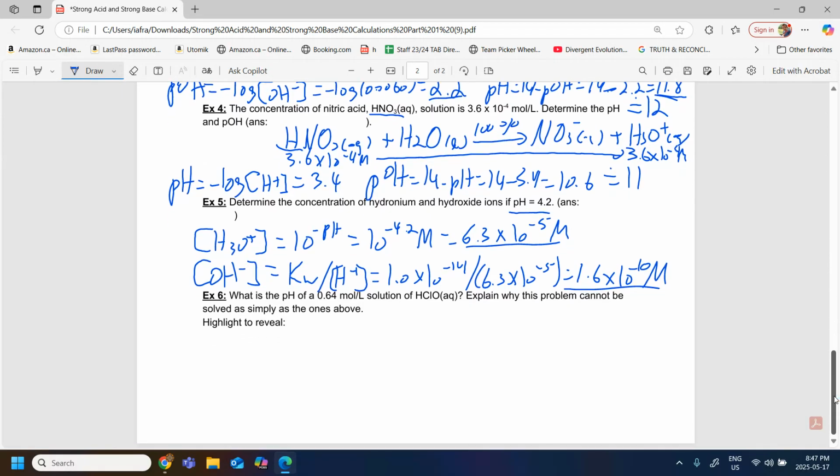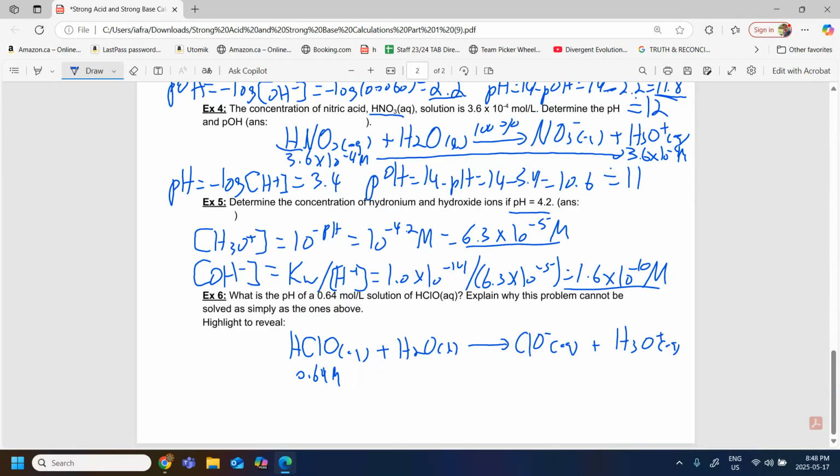So now here we have our last question. What is the pH of a 0.64 molar solution of HClO? Explain why this problem cannot be solved as simply as the ones above. So think about this carefully. A lot of you right now might be thinking, okay, this is an acid. You have 0.64 molar. It's going to react with water, and you're going to get ClO minus (aq) plus H3O plus (aq).